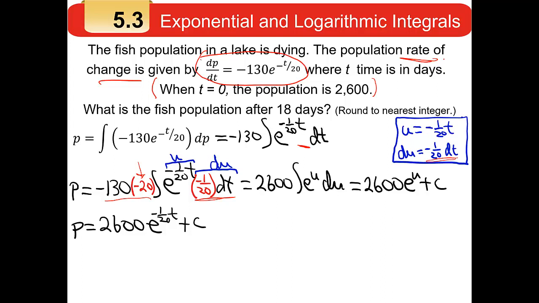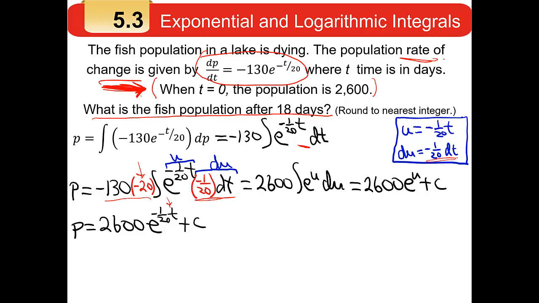Now I still can't answer the question about what the fish population is after 18 days, because if I tried to plug 18 in for t right now, I'd get a plus c. Well, what is c? I have to figure that out. That's when this additional information comes in. We've got some additional information that allows us to figure out what c is.